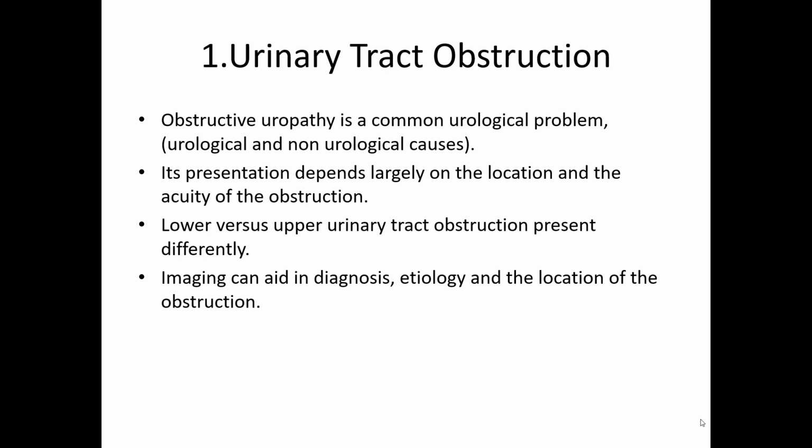We first start with urinary tract obstruction, which is a common urological problem. We have urological and neurological causes. Its presentation depends largely on location or site of obstruction and acuity, or whether it develops suddenly or gradually. Lower versus upper urinary tract obstruction. Imaging can aid in diagnosis, etiology, and location of the obstruction. So imaging is very important, as we mentioned in the previous lecture.